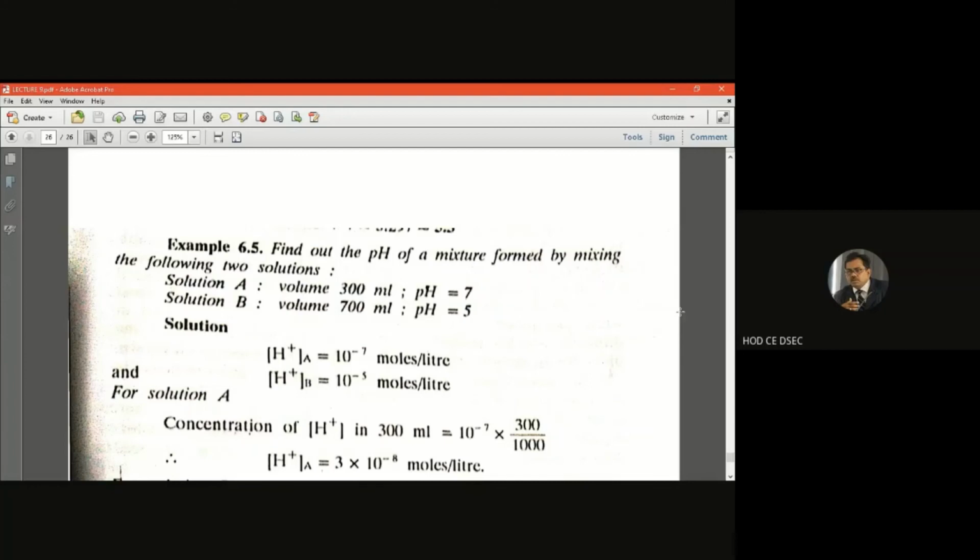Now the two solutions are mixed, and you have to find out the pH of the mixture formed by mixing these two solutions. Very interesting problem, because this will fundamentally clear the concept of pH in your computation.